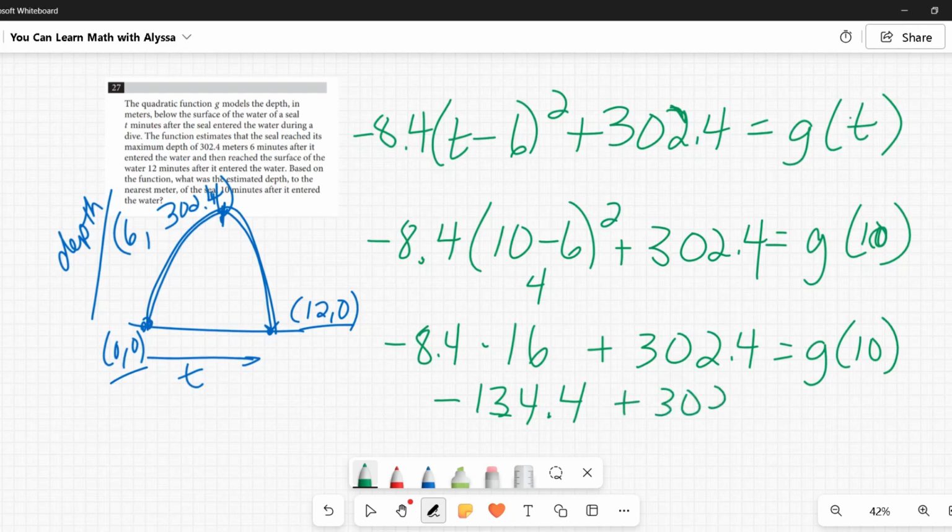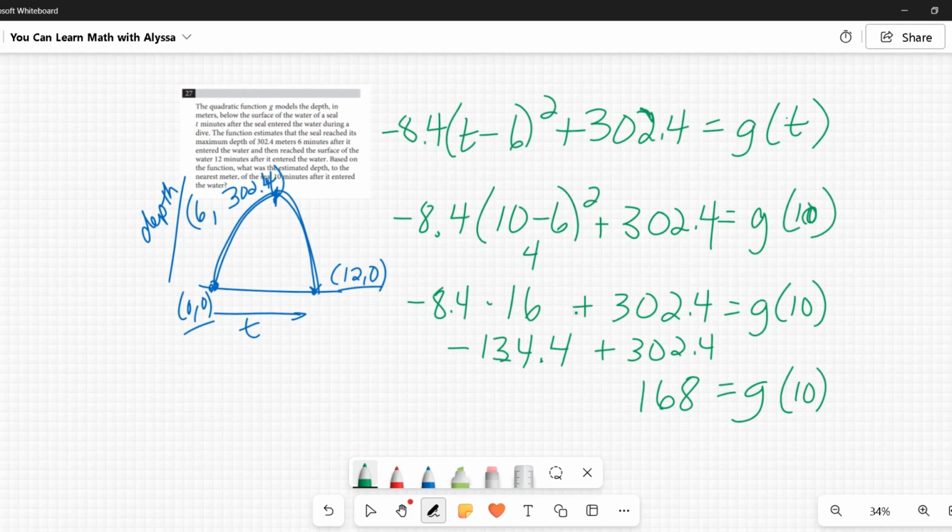Plus 302.4. And when I add those together, I get 168 is my g of 10. So 10 minutes after the seal entered the water, it was at a depth of 168 meters. 168, that is my answer.